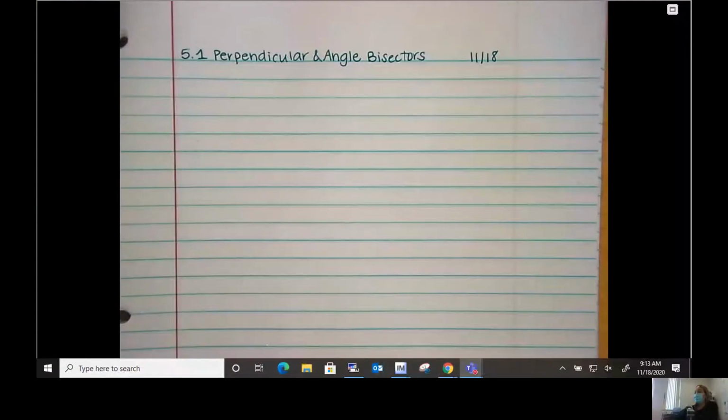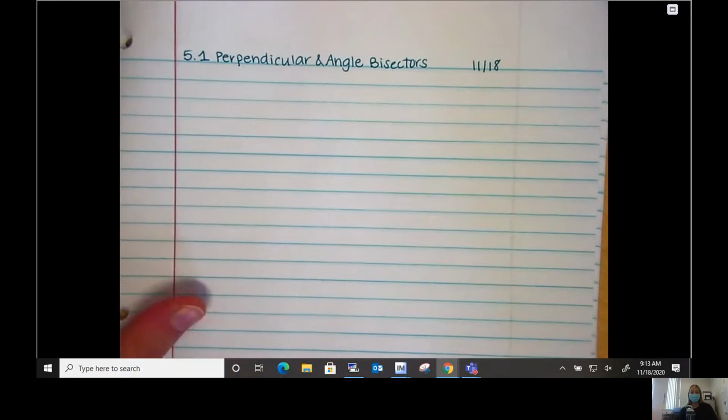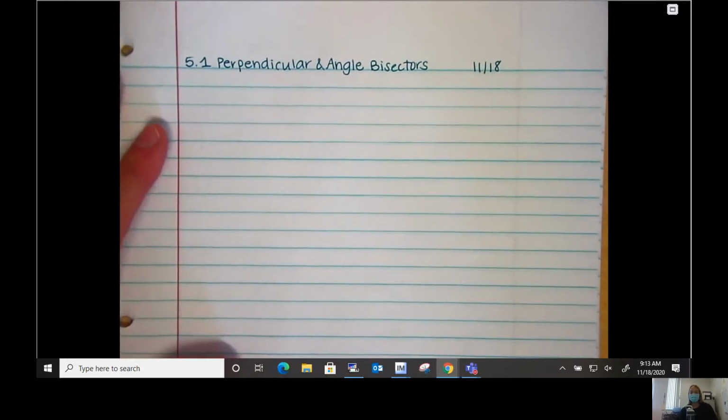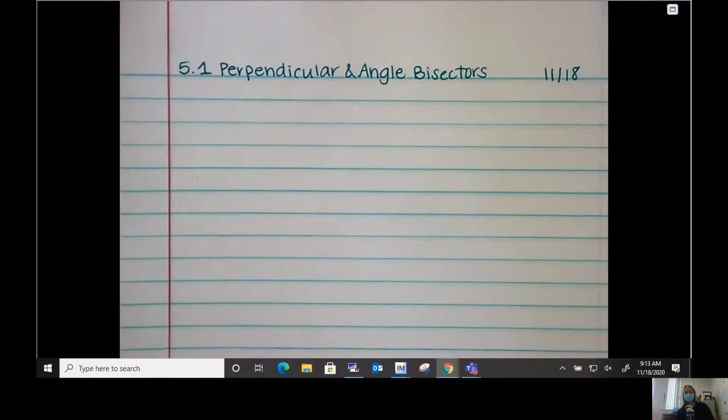5.1, perpendicular and angle bisectors. We have already spoken about these. Who remembers what the word bisect means? Bisect. You know it. Bisect means to cut in half.